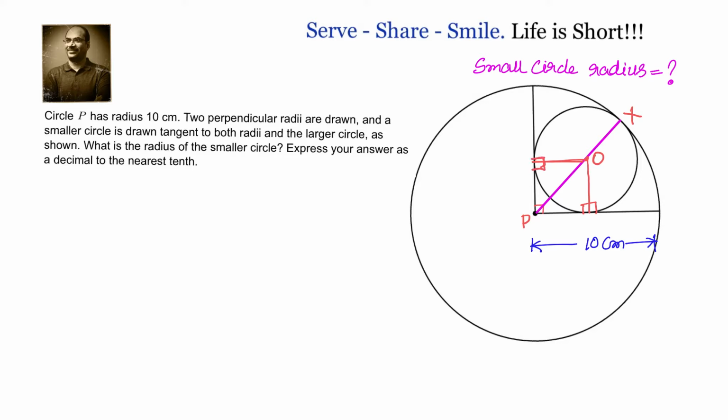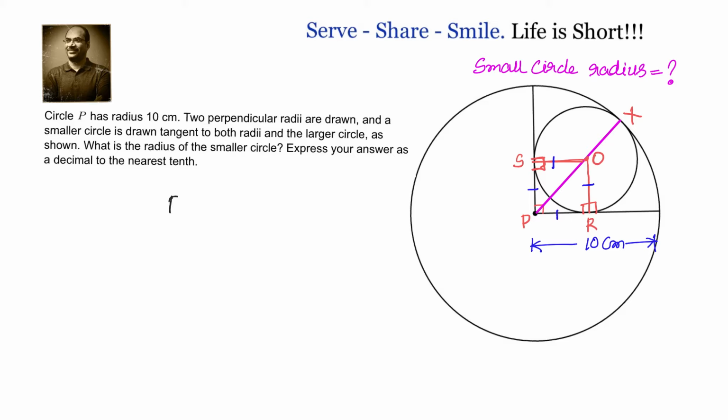So if you take this as R and S, we can clearly see that ORPS is a square because we have four 90 degrees angles and all the sides are equal. OS equals OR, obviously then all of them will be equal. And we know that the distance PX equals 10 centimeter. That will give us an idea how to move forward.